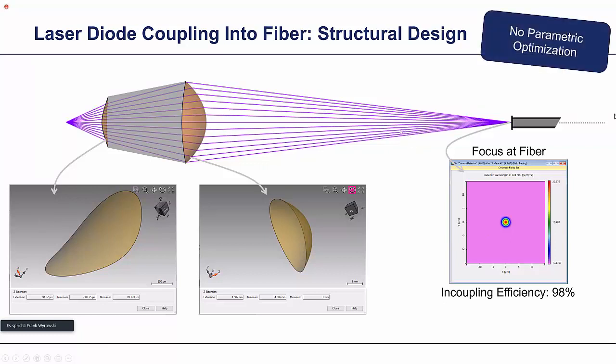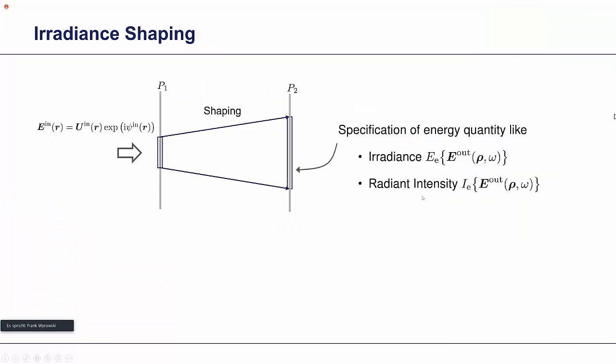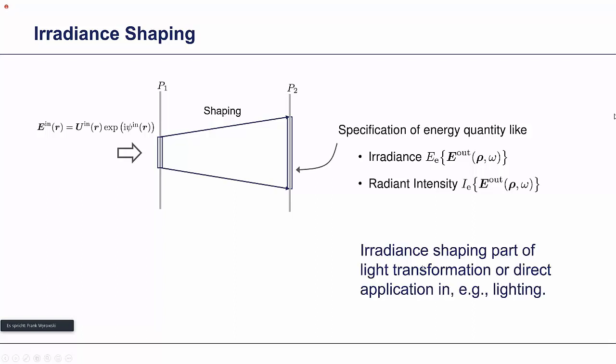We just go through it, right? And we just need to fix some parameters, and then we can calculate that. So that is what we do here. And so that means the shaping step is super, super important. And it's not only important for light transformation as a part of it, but as was discussed before, of course, also as an application itself, for example, in lighting or in non-imaging optics in general.